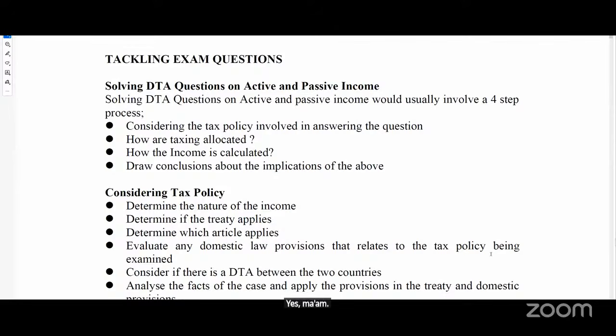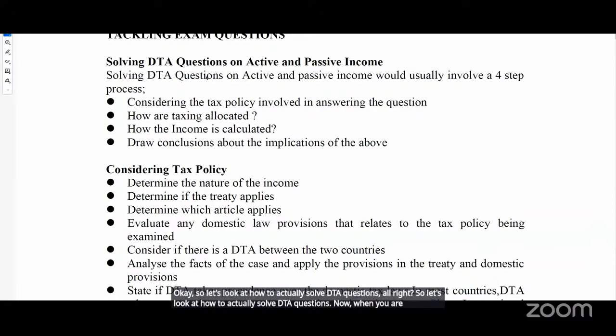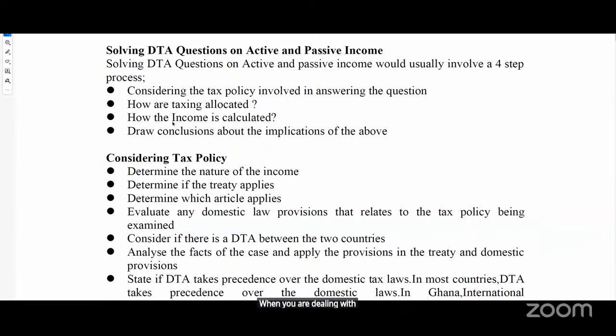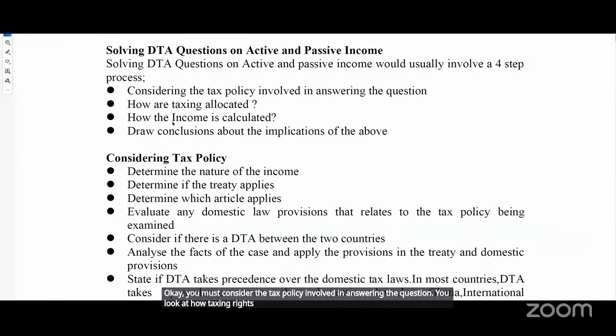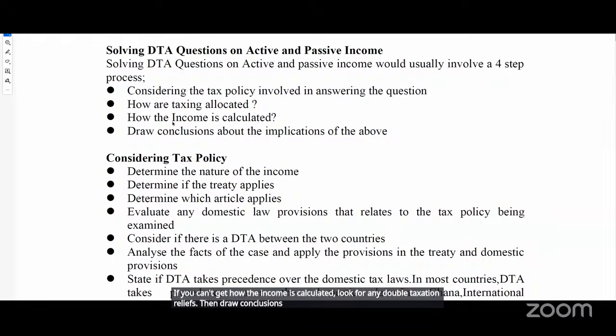Yes, Prof. Okay, so let's look at how to actually solve DTA questions. When you are dealing with exam questions that involve DTA, on either passive or active income, you must consider the tax policy involved in answering the question. You look at how taxing rights are allocated, how the income is calculated, if there's any calculation, or if you can't get how the income is calculated, look for any double taxation reliefs. Then draw conclusions about the implications of whatever has happened.